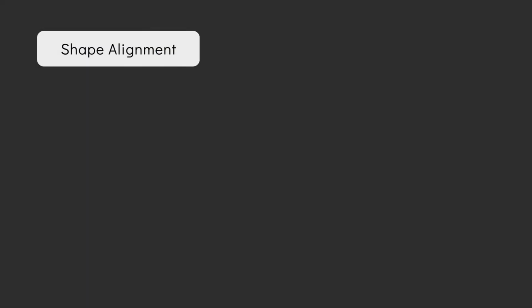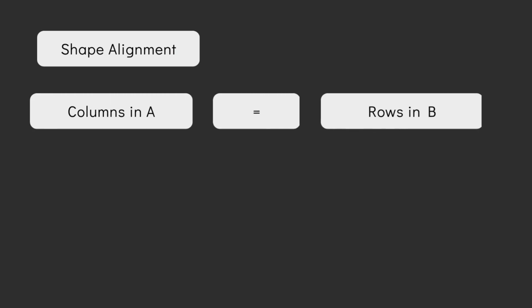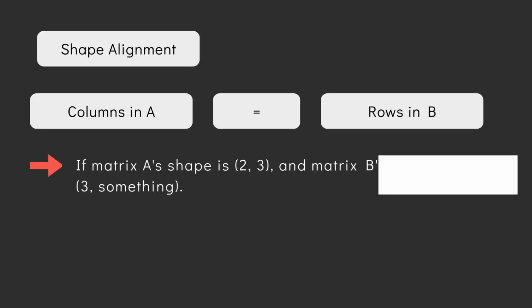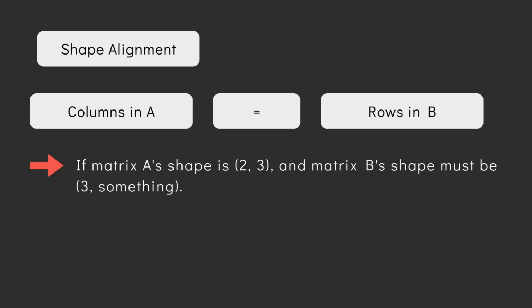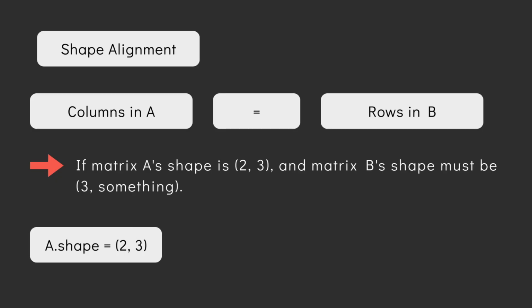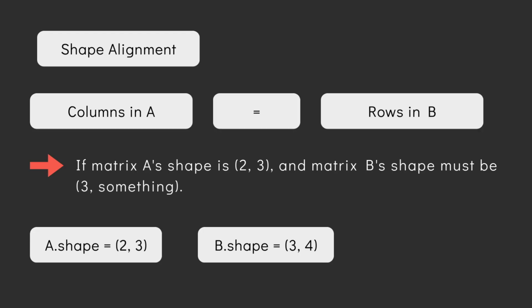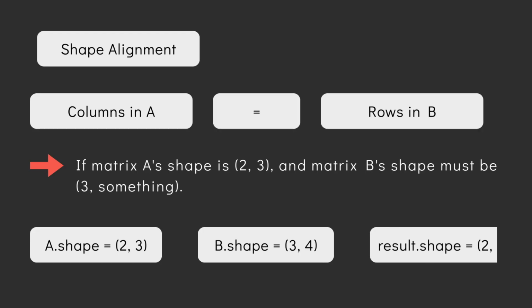Matrix multiplication works only if the number of columns in the first matrix equals the number of rows in the second matrix. For example, if matrix A shape is 2, 3, then matrix B shape must be 3, something. Inner dimensions must match. If not, you get an error. If matrix A shape is 2, 3 and matrix B shape is 3, 4, the result shape will be 2, 4. Outer dimensions remain, inner dimensions disappear.